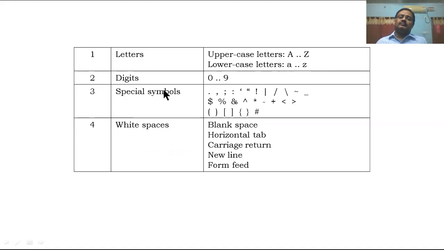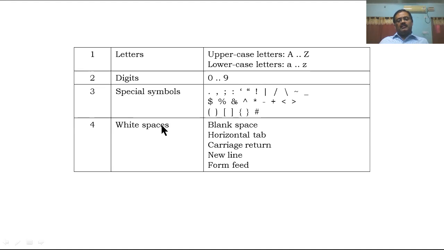Special symbols: full stop, comma, semicolon, colon, single quotation, double quotation, exclamation mark, vertical bar, slash, backslash, dollar, percentage, ampersand, left bracket, left brace, right brace, and also plus, minus, star, less than, greater than, hash. These are all the special symbols which are other than letters and digits.